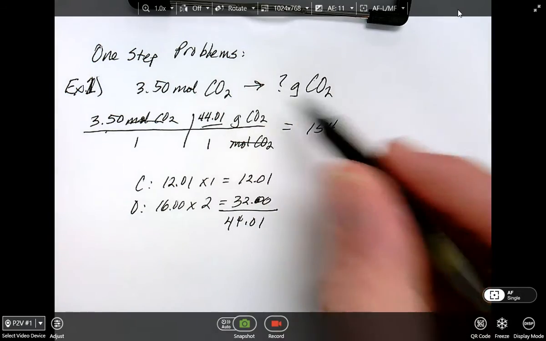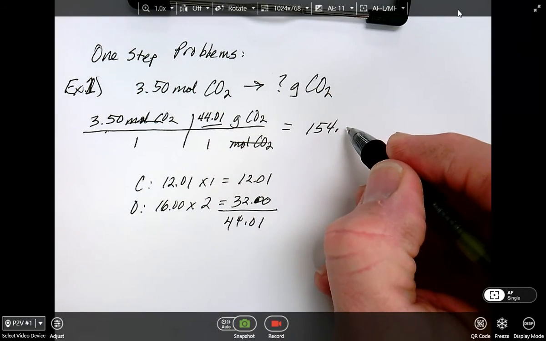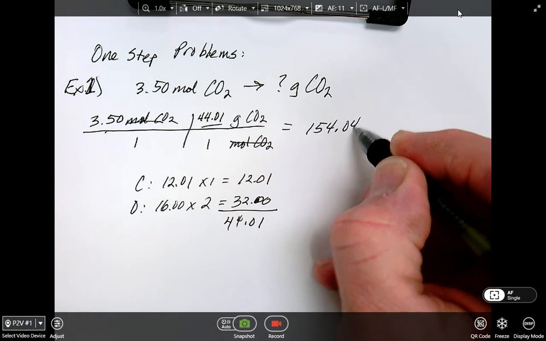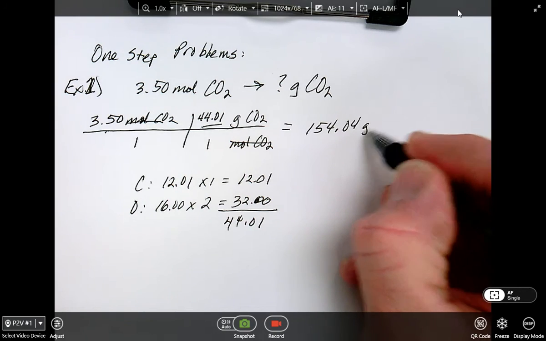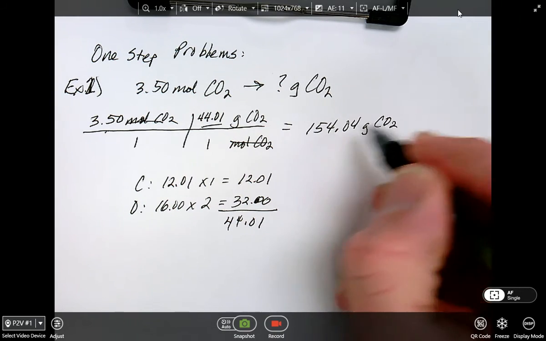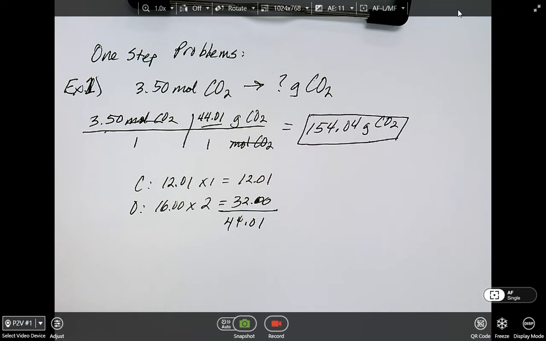You could stop there if you wanted to do significant figures. There's 3 here. Or if you want to, just round it off to 2 decimal places. That's typically what we're going to do in class. Just kind of makes it easier and simpler. And that's going to be grams of carbon dioxide, okay? All right, so that'll be our final answer for that one.